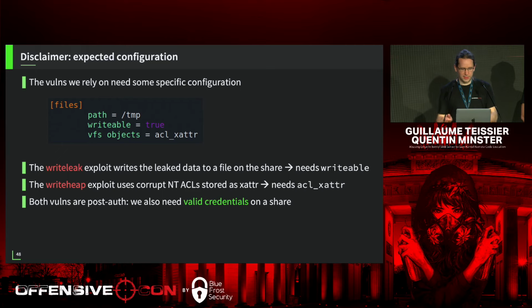In terms of configuration, we need a share. We need access to that share, so we need credentials. The share needs to be writable. That's for the leak primitive, because the leak data will be written to the file and we will read it back. And we need to have the option enabled for extended attributes stored ACLs. That's used for the write primitive.